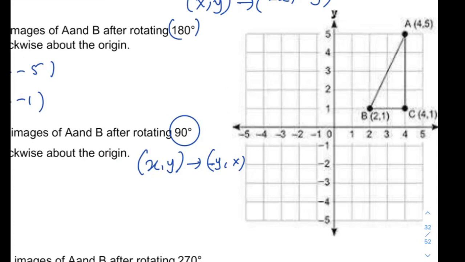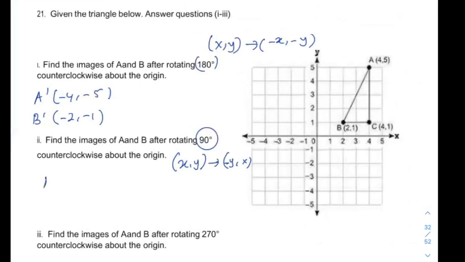This is simply the way that I remember. So A prime will be what? A prime was 4, 5. Then after interchanging it was 5, 4, then change the first one. Reverse the first one. Now B prime, it was 2, 1. Now it is 1, 2. And this has been changed.